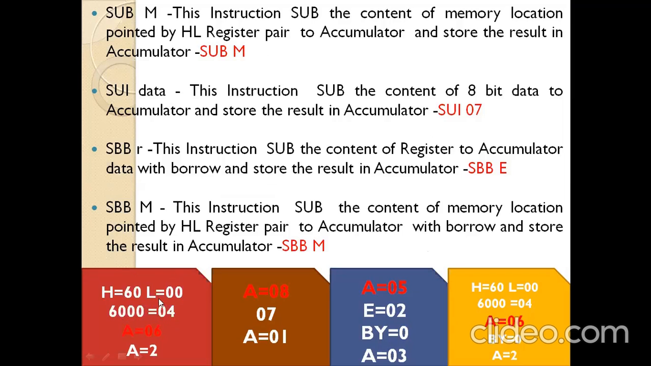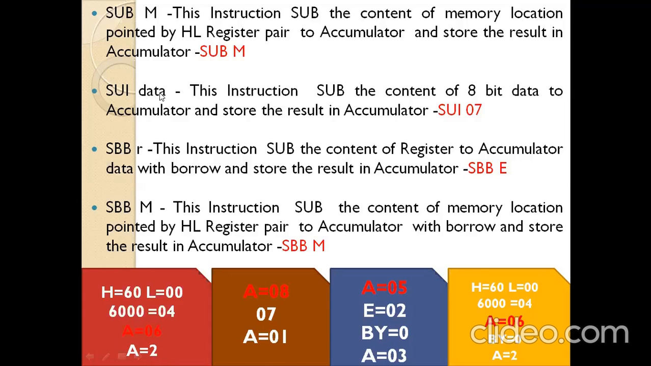The data is 04. The A value is 06. 06 minus this value is 2. So now the A value is changed to 2. Initially the A value is 06. After subtraction, the A value becomes 2.